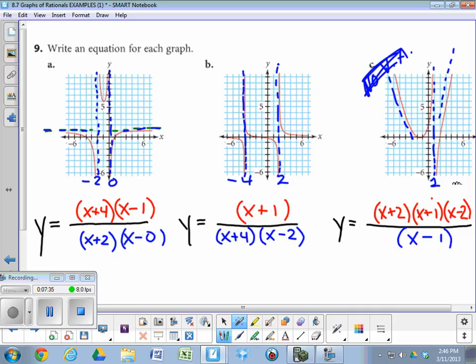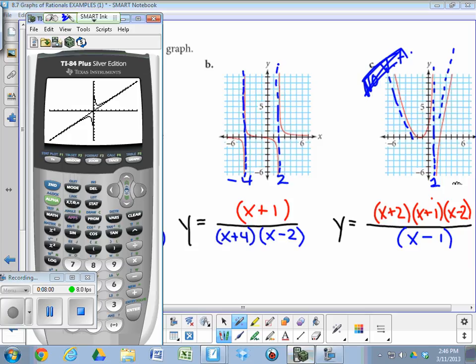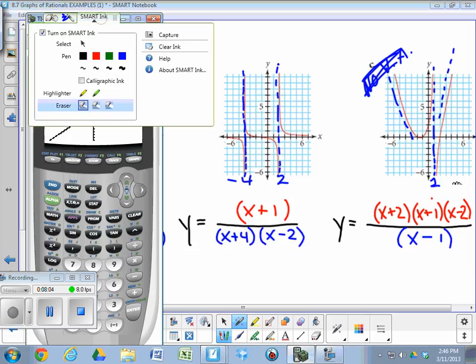I don't think we need a dilation in this problem. If the asymptote was up at 4, I would put a 4 out there. If this graph went all the way up here to like 5 and went across, I'd put a 5 out there. But it's not. It's at 1, so it's normal. So let's go to the y equals and go ahead and graph.